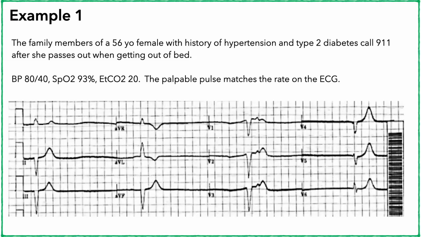So the family members of a 56-year-old female with a history of hypertension and type 2 diabetes call 911 after she passes out getting out of bed. Blood pressure is not good, 80/40, SAT is 93%, end tidal is 20, and the palpable pulse matches the rate on the EKG. I'll give everybody a second to look at it. They get these as handouts or distributed via PowerPoint. I'll give you another chance to look at the EKG in a moment.